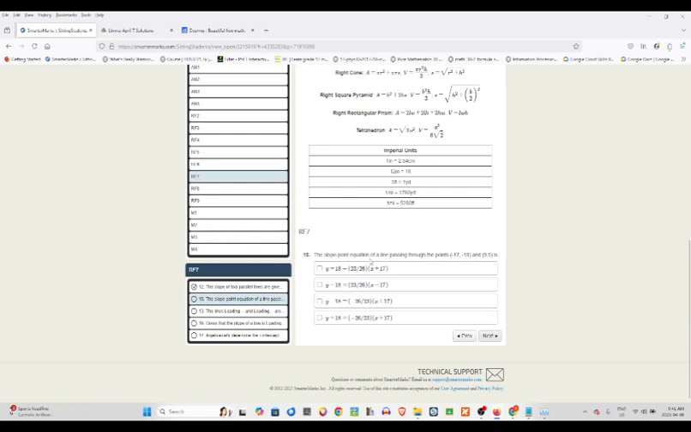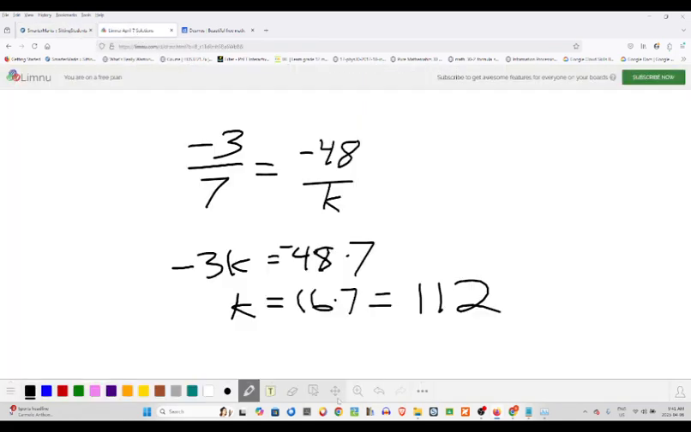Now, the slope point equation of a line passing through these points is, well, what's our slope? We have negative 17, negative 18, and 9, 5.